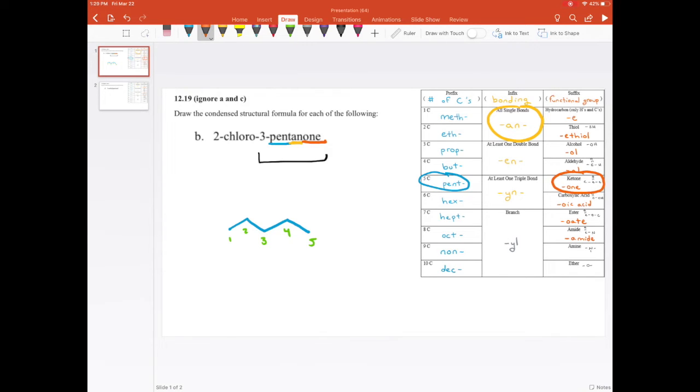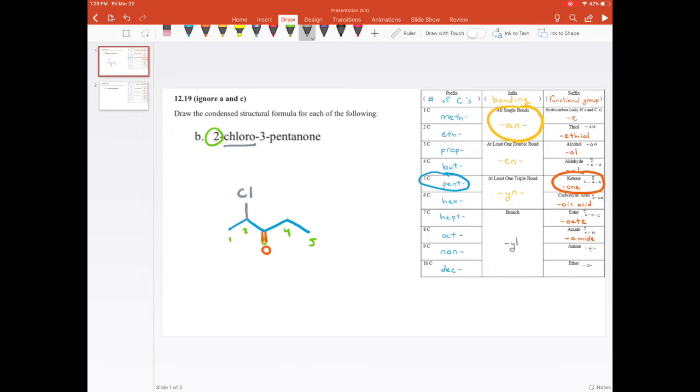So we're going to have a double bond to an oxygen at a carbon. Which carbon? Carbon number 3. So on carbon number 3, we'll have that double bond to an oxygen. That's our ketone. So that takes care of the backbone. Now, the branch. On carbon number 2, we're going to have a chlorine coming off. So this chloro is a branch. On carbon number 2, we have a chlorine.